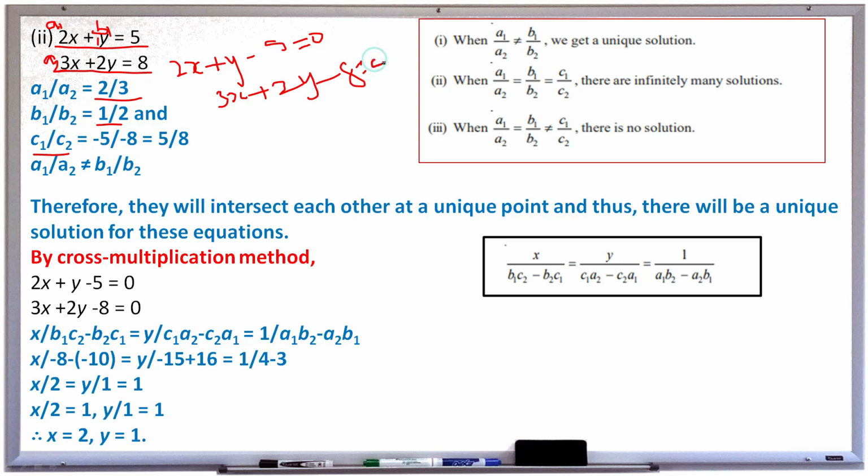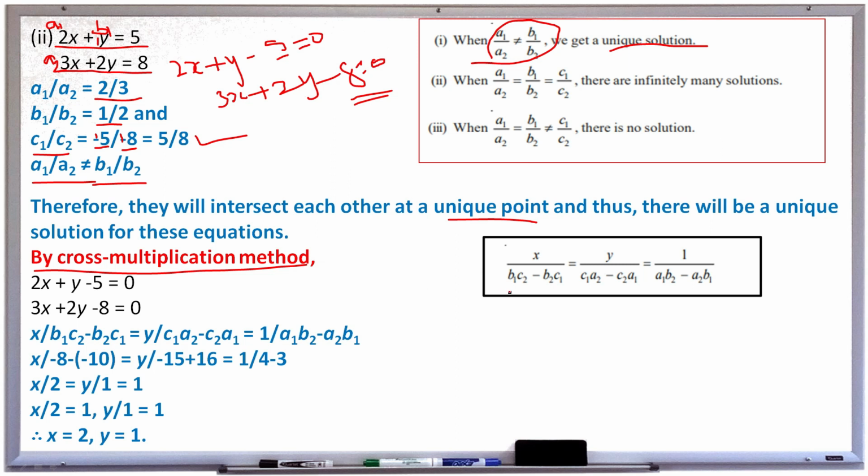Now c1 minus 5, c2 minus 8, so minus minus will get cancelled, so 5 by 8. Now you see a1 by a2, this value a1 by a2 is not equal to b1 by b2, then there will be a unique solution. Now using the cross multiplication method, if that is a unique solution, you have to use the cross multiplication method as it is mentioned in the question. Now we are going to solve using the cross multiplication method.